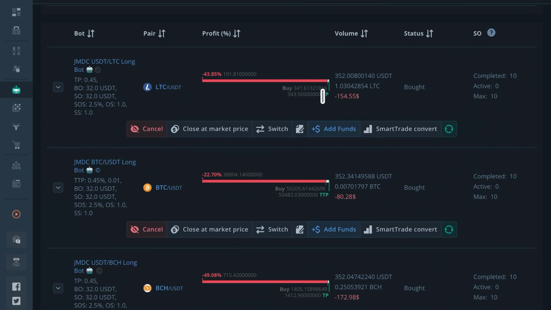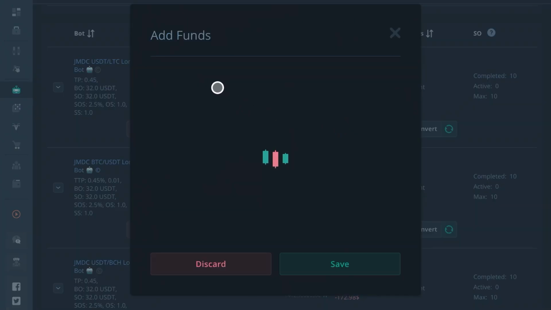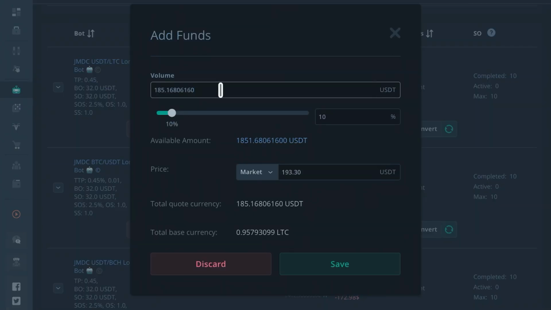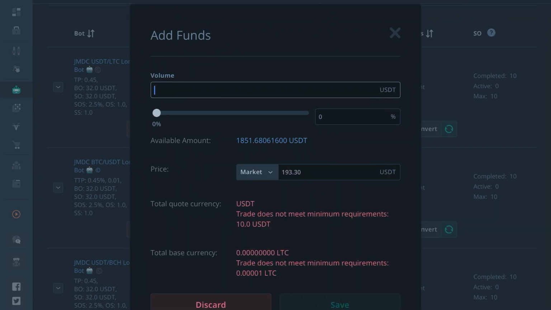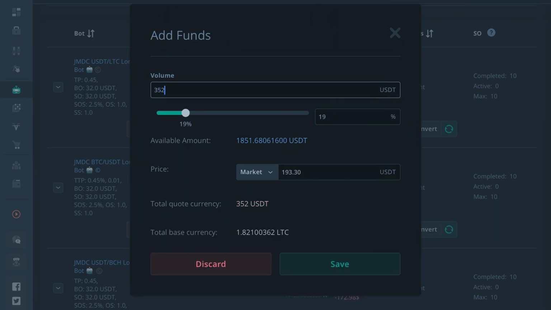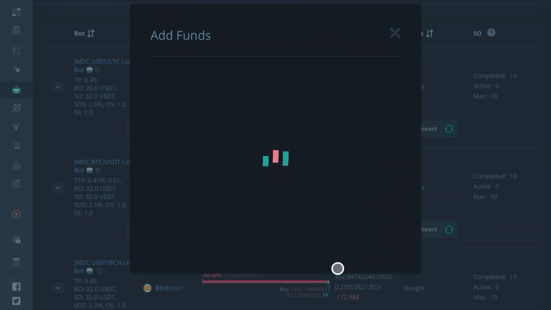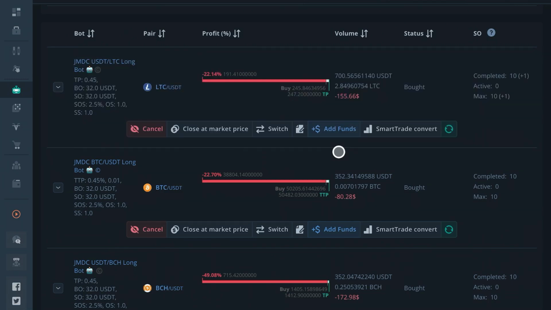So let's go ahead and add $352 and see what the take profit is reduced to. Right now it's at $343.50. We're going to add $352 to this trade at the current market price. We'll go ahead and get in right now for $352, which would give us an additional 1.82 Litecoins in this trade. Let's go ahead and save it. Then we can see that our take profit price is reduced to $247.